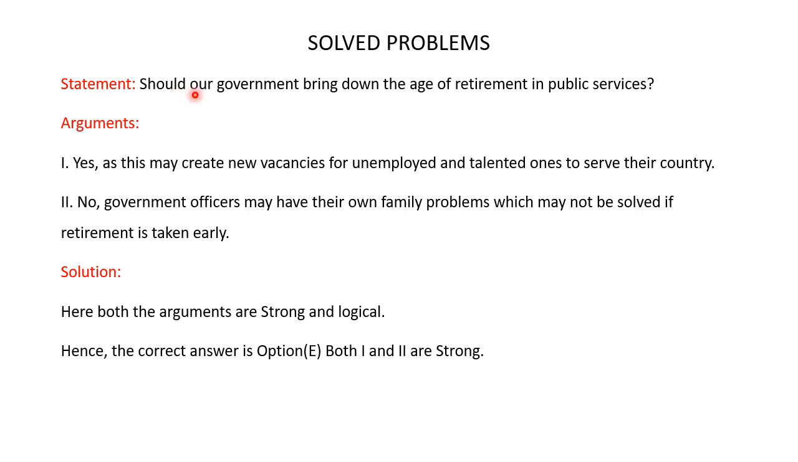Statement. Should our government bring down the age of retirement in public services? Let's look at the arguments. Argument 1 says yes, as they may create new vacancies for the unemployed and talented ones to serve their country. Argument 2. No, government officers may have their own family problems which may not be solved if retirement is taken early. Now let's see which of these two arguments is strong. Now when you look at both the arguments, you'll see that both the arguments are strong and logical. Hence, the correct answer is option E. Both 1 and 2 are strong.